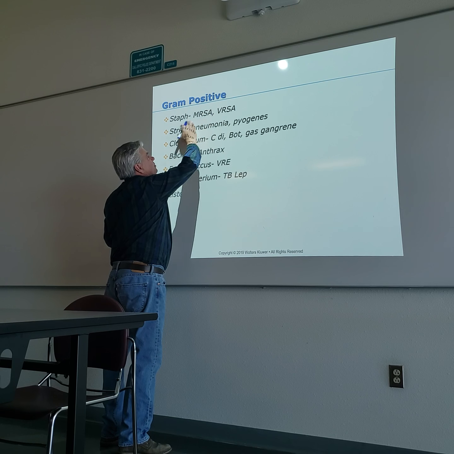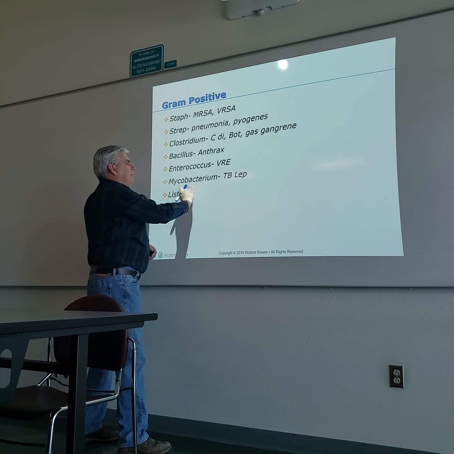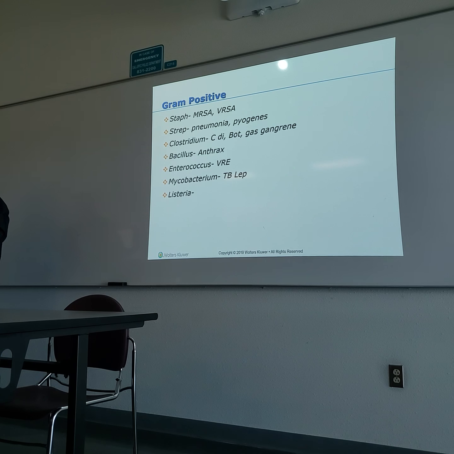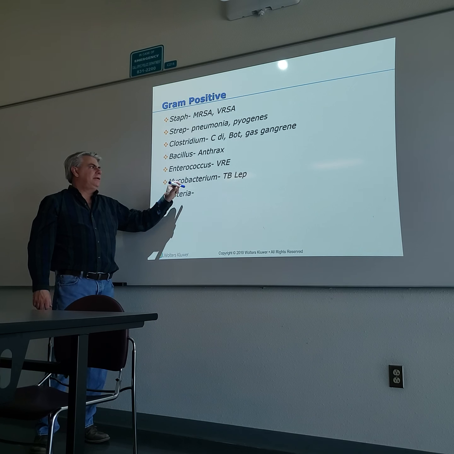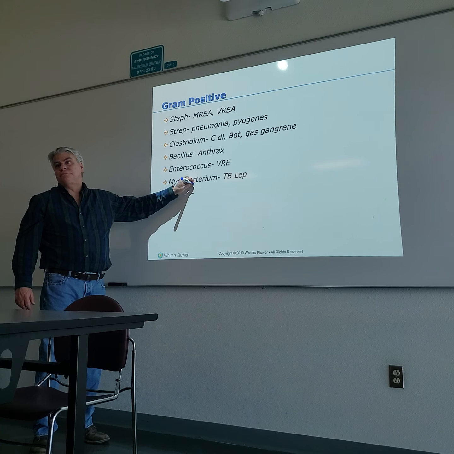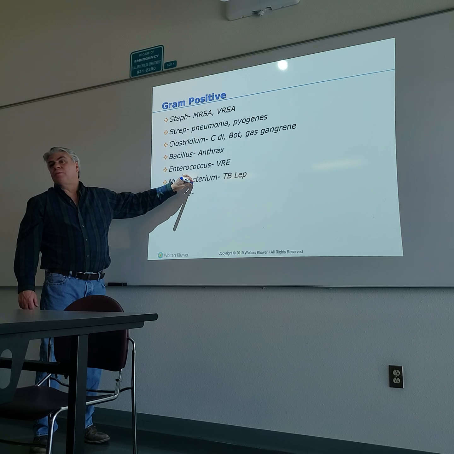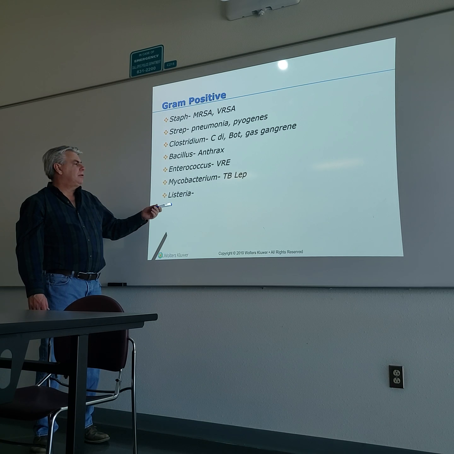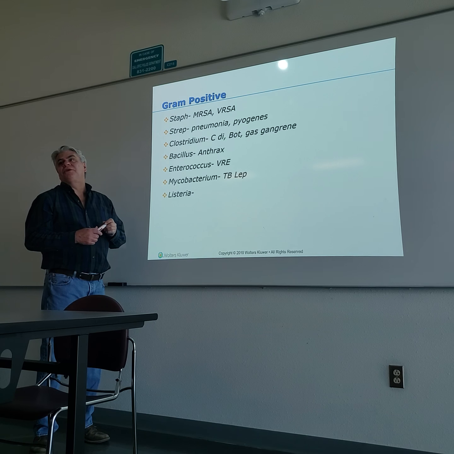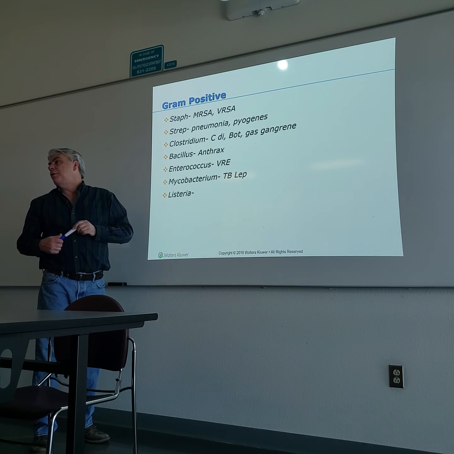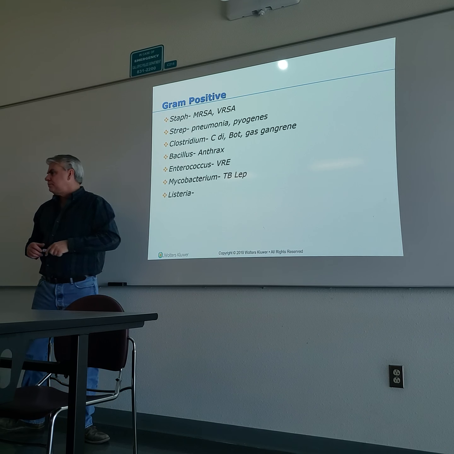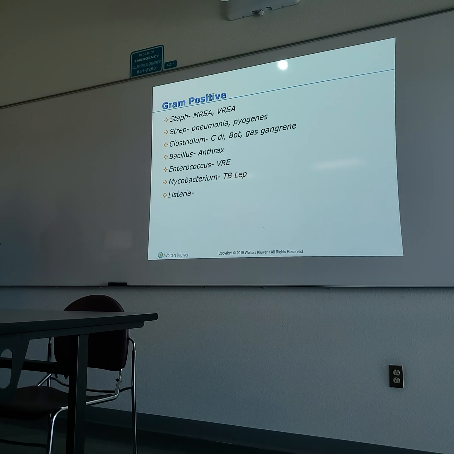Enterococcus pneumoniae, as long as it stays put, it's fine. Mycobacterium tuberculosis and leprae, TB and leprosy, right? Not that big of a deal. Although TB still kills what? More people than HIV in the world right now. TB's the second leading cause of death still in the world. And listeria is a foodborne pathogen that is becoming more and more what? Prevalent right now. You see listeria outbreaks all the time. Okay, so those gram positives are pretty nasty, right?